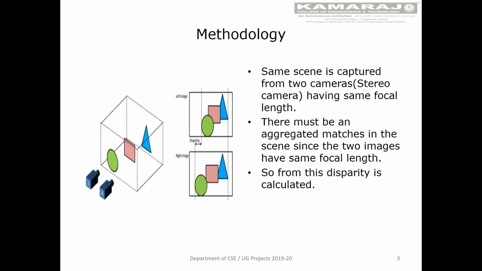In this project, we have used stereo cameras to capture stereo images, which will be used to calculate depth. In a stereo camera, the same scene is captured from two lenses, which have the same focal length. There must be aggregated matches in the scene, since the two images have the same focal length. In the slide, there are two images, left image and right image. In both these images, the triangle is placed at the exact pixel position. This is only possible by a stereo camera. So from this, disparity is calculated.